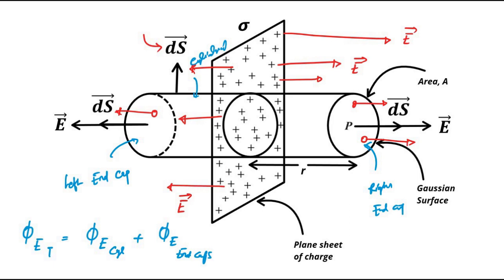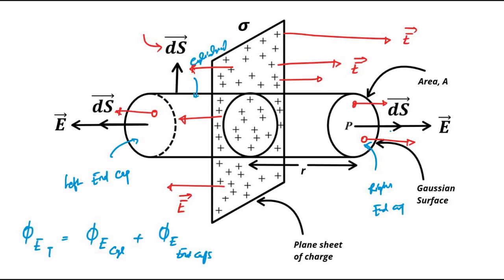Now, here we have to note that for the entire cylindrical portion, let me use a blank slide. So for the entire cylindrical portion, as the area element vectors are always directed radially outwards, and the electric field lines are always pointing in straight lines towards the left and right end caps.